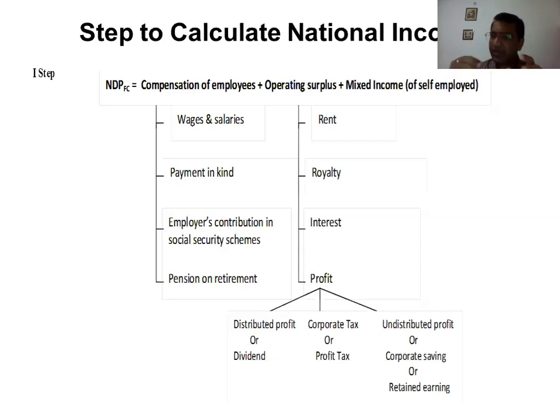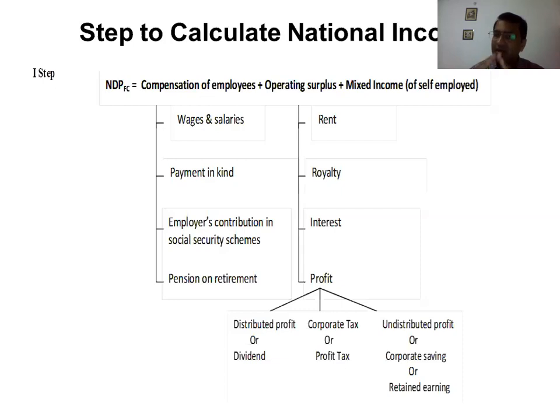Sometimes profit is not given. Distributed profit, dividend, corporate tax, profit tax, undistributed profit, corporate saving, or retained earning is given. If any part of these is given, then we will add it to profit, because if profit is given, then we will directly take profit, not the other parts, because these are parts of the profit. So profit is the main component. If profit is not given, then different parts are given, so we will add all the given parts.